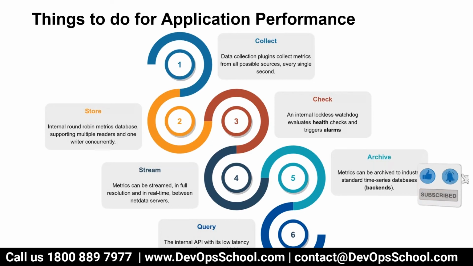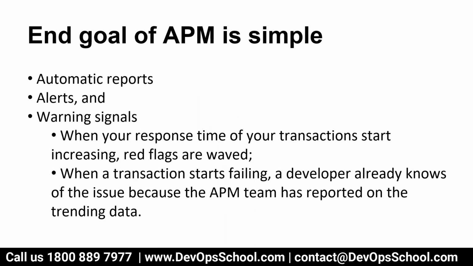So what are the things to do for application performance? First, you have to collect the data, then store it somewhere, then check the data, stream it somewhere into a dashboarding solution. You can archive it in the backend, and query and analyze that data. So the end goal of APM is simple. You should get automated reports, alerts and warning signals when the response time of your transaction starts increasing. A red flag should be raised. When a transaction starts failing, the developer already knows of the issue because the APM team has already reported on the trending data. So this is the end goal of APM.